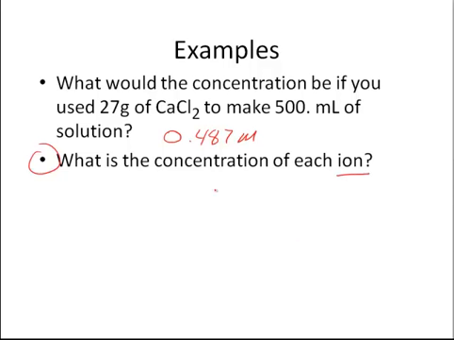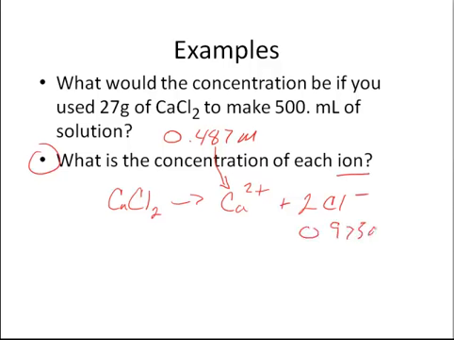Okay, but the question is, what's the concentration of each ion? And that is super important because you have to remember that when calcium chloride gets broken into water and hydrated, it breaks up into calcium 2 plus and 2 chlorides, right? So the answer is, what's the concentration of each ion? Well, for calcium it's 0.487 molar, but for the chloride, it would be 0.973 molar. Okay? Again, that number is twice that, right? Because there's 2 chloride ions for every 1 calcium chloride. This is a super, super important concept.